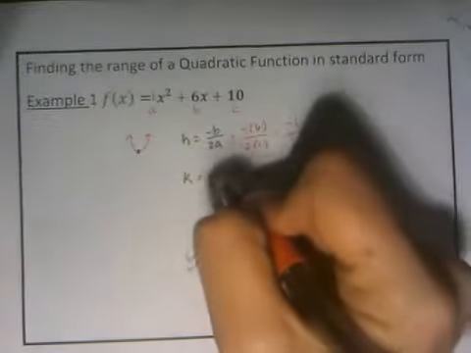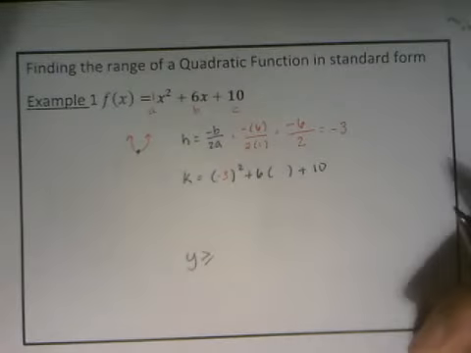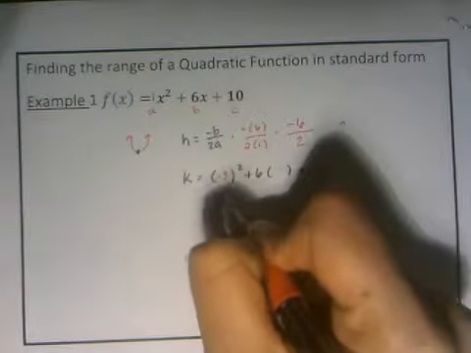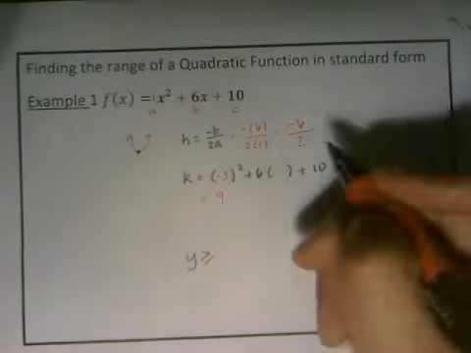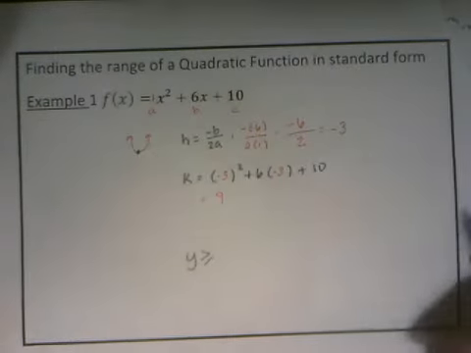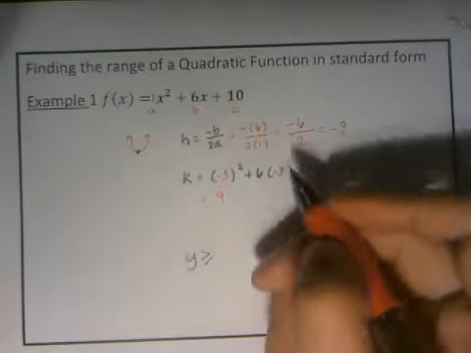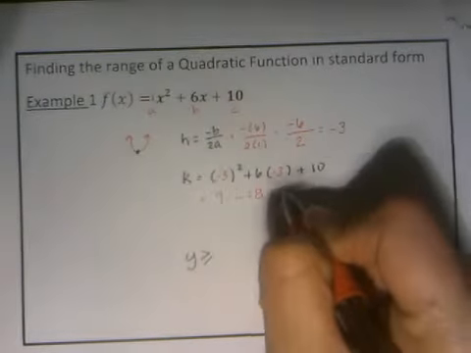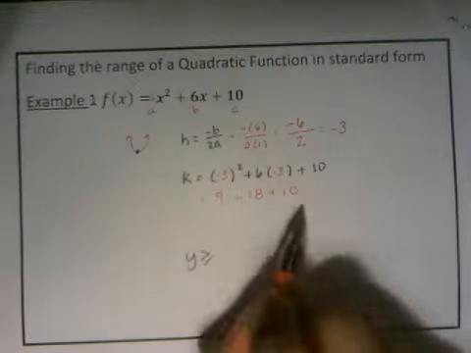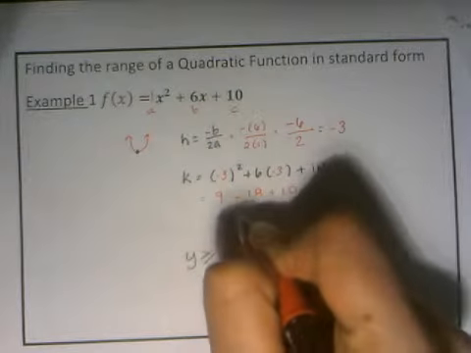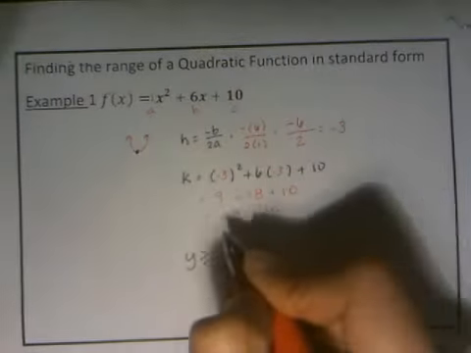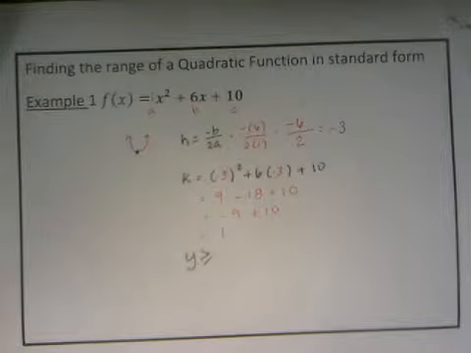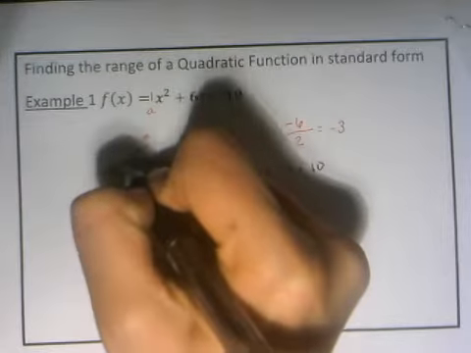Remember that when you square a negative number, it actually turns into a positive number, and that you follow PEMDAS, so that would be the first step. Next step, multiplication. 6 times negative 3 is negative 18. And then you simplify left to right. 9 minus 18 is negative 9. And negative 9 plus 10 is positive 1. So my vertex, which is a minimum, is going to be at the point negative 3, 1.